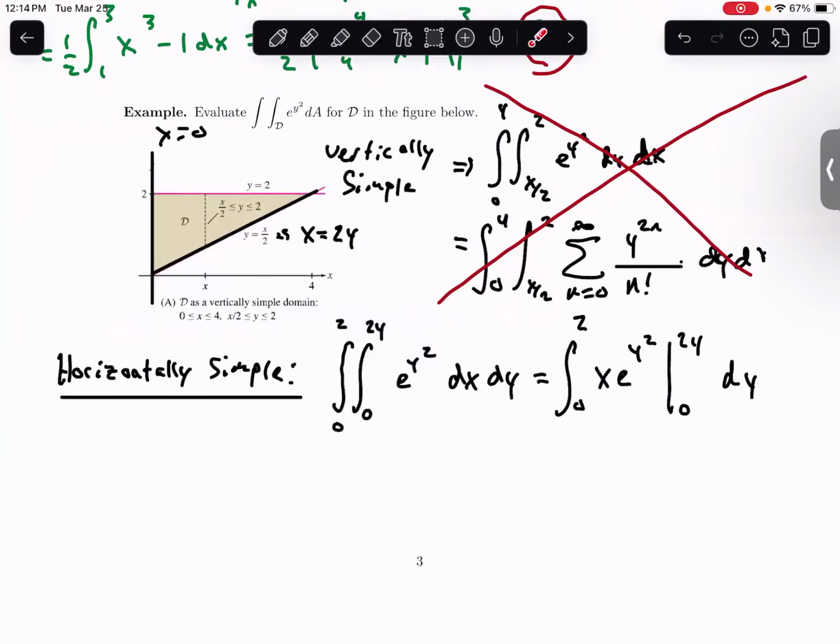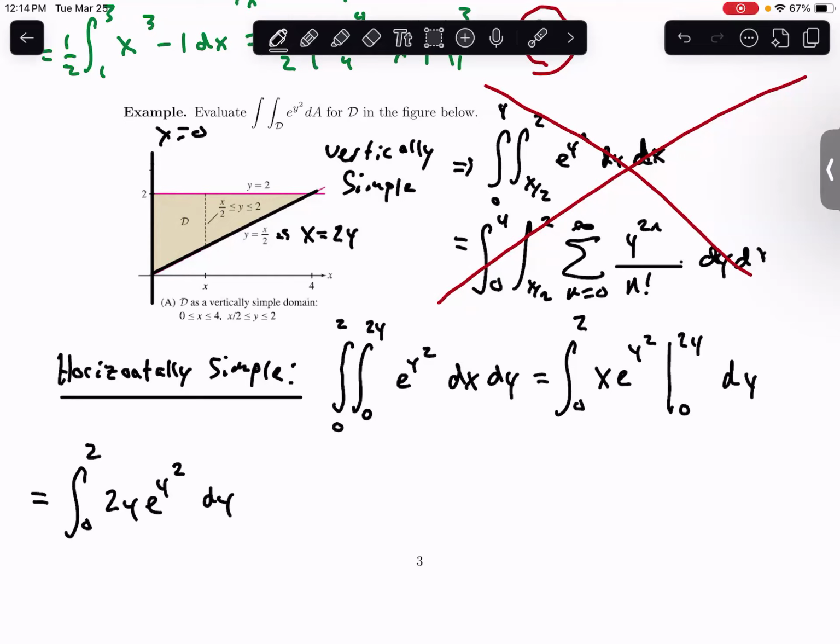And so you plug in x is equal to 2y, and then you subtract by what you get when you plug in x is equal to 0. If x is equal to 0, the whole thing just goes to 0. So you just need to see what happens when you plug in x is equal to 2y. So this becomes 2y times e to the y squared dy.